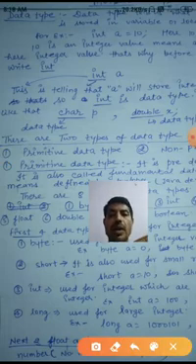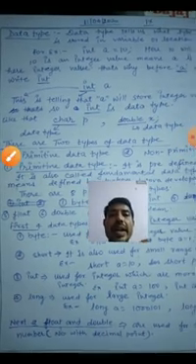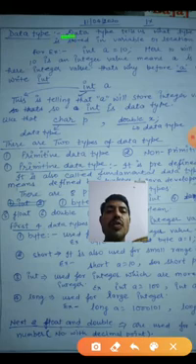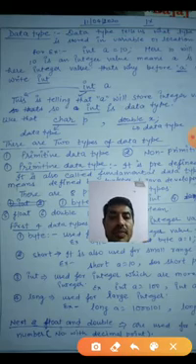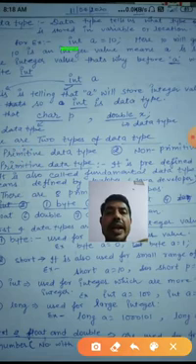Now, what is the data type? Data type means what? It tells what type of value we want to store in a variable. Clear? Now, for example, you can see here int a equals 10.